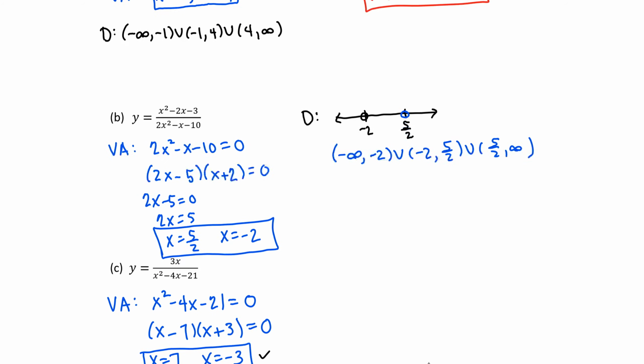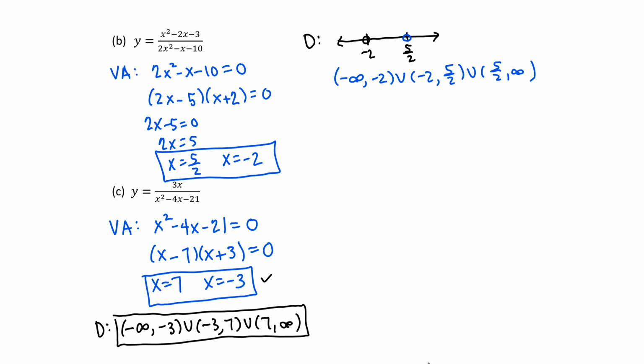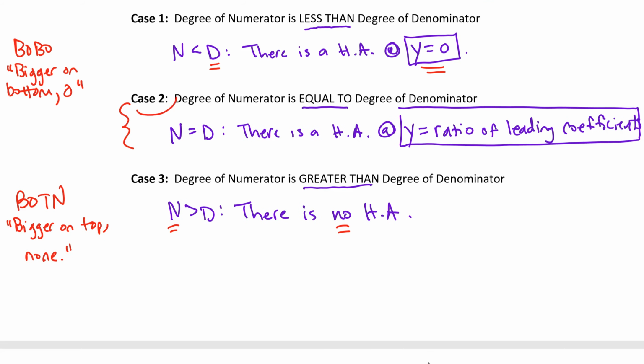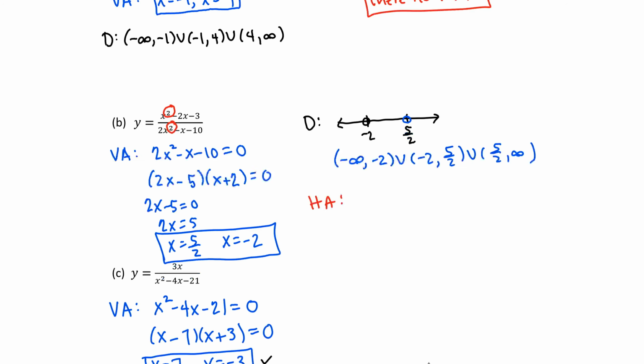On our next example, focusing on horizontal asymptotes, we need to identify the degree of the top and the bottom. The top is degree 2. The bottom is also degree 2. Remember, degree is the highest exponent I can find on the x. Therefore, we are looking at this special case 2. The degree of the top and the bottom are equal. Therefore, the equation of our horizontal asymptote is y equals the ratio of leading coefficients.